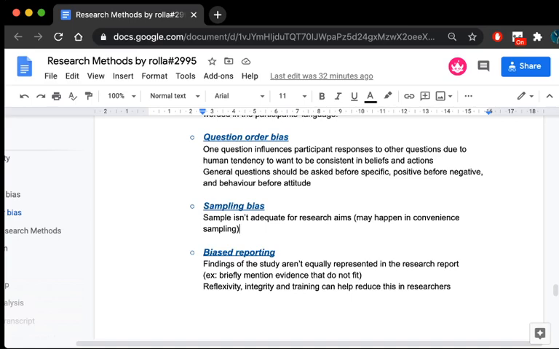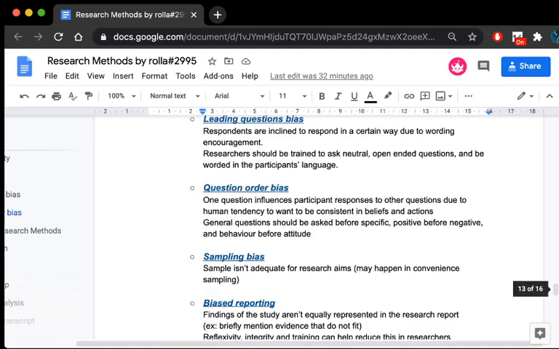This is basically to prevent this from happening. General questions should be asked before specific questions, positive questions before negative, and behavior before attitude. So you should go from the more general one and slowly probe deeper from there on.